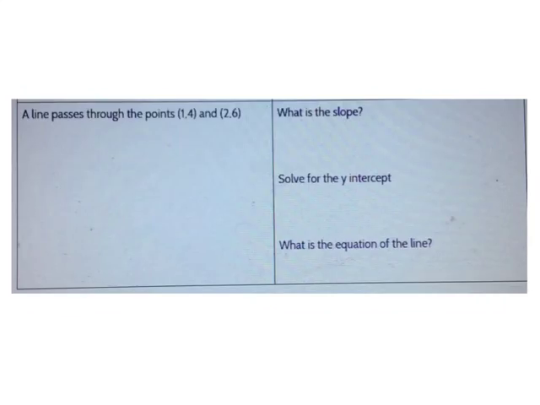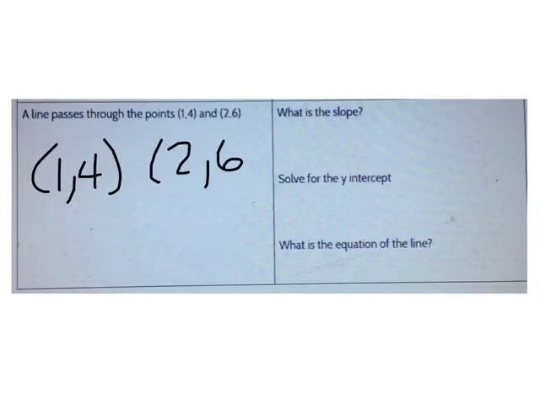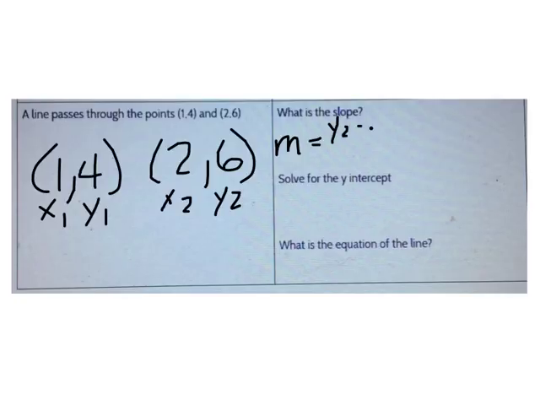We also learned how to do this with 2 points. Remember, I can start by labeling x1, y1, x2, and y2. 1 is x1 and 4 is y1. 2 is x2 and 6 is y2. I can find the slope by subtracting y2 minus y1 over x2 minus x1. Go ahead and find the slope.